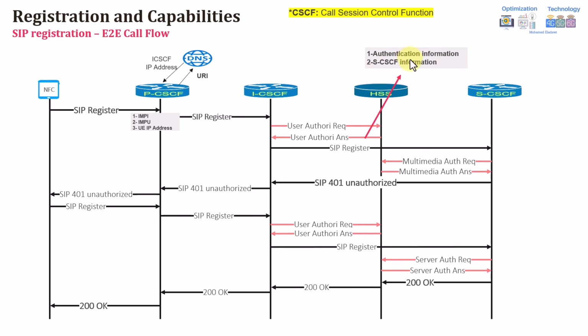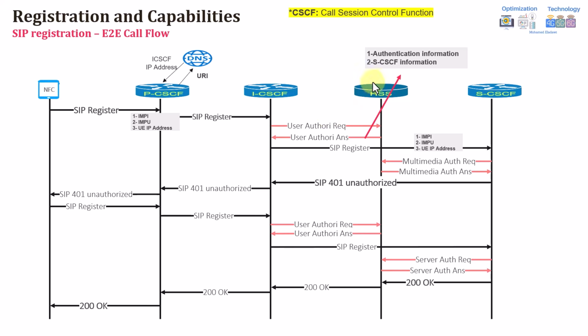Actually, what is this authentication information? This one is telling them that I would like to get the authentication information for this IMSI and the IMPU, giving these two pieces of information to the HSS. It is also asking what is the S-CSCF serving this particular user. Once this is done, the HSS will respond back to the I-CSCF, giving them the address of the serving call session control function.